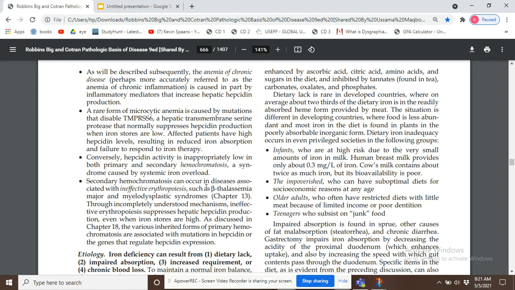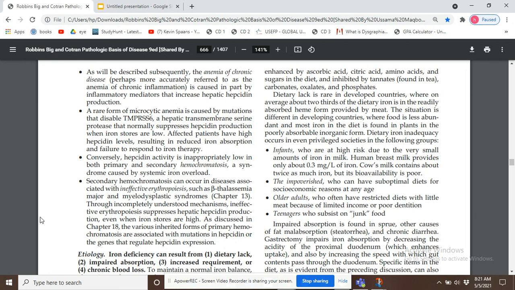Secondary hemochromatosis can occur in disease associated with ineffective erythropoiesis such as beta thalassemia major and myelodysplastic syndromes. Through incompletely understood mechanism, ineffective erythropoiesis suppresses hepatic hepcidin production even when iron stores are very high. Even when the iron stores are very high in the secondary hemochromatosis, hepcidin synthesis should be increased, but hepcidin synthesis is decreased.